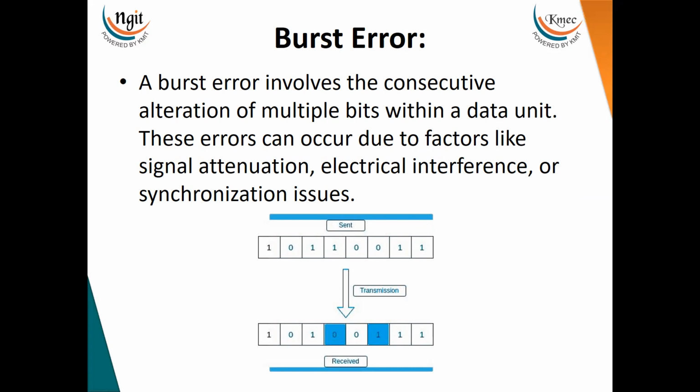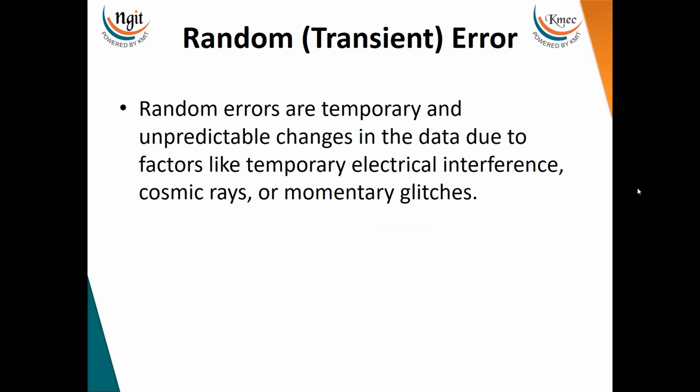Okay, these errors can occur due to factors like signal attenuation, signal issues, noise issues, or electrical issues. Because of any of these issues, it may occur. It is called a burst error. And the next, random error.